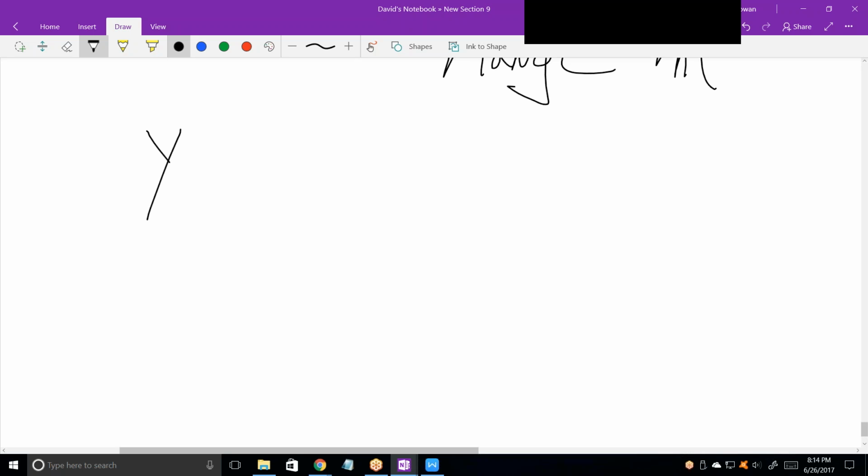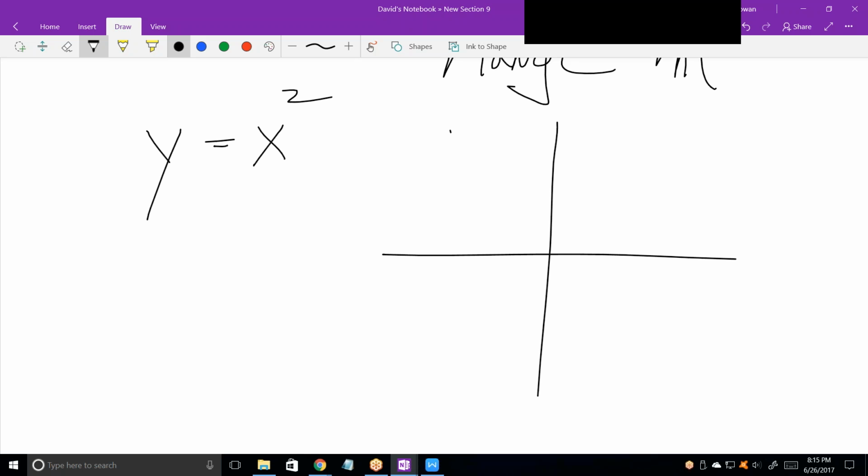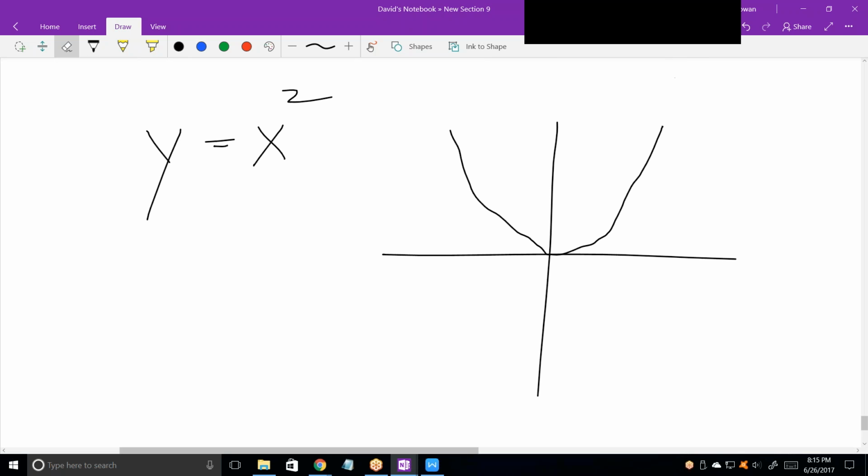Are you familiar with this function? Look familiar at all? Yeah. It's quadratic. It's the most elementary function for a quadratic. And quadratics always look like parabolas. That's what I've tried to draw over here as a parabola.